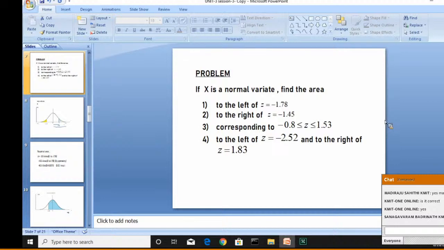Now I will move a little bit. I am not at all afraid of the chat box. If it goes, I can catch it or madam will take it. To the left of z equal to minus 2.52 and the right of 1.83. This is a little different type.